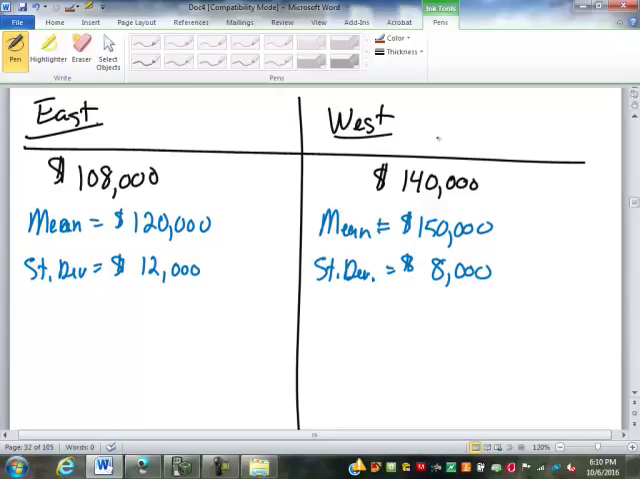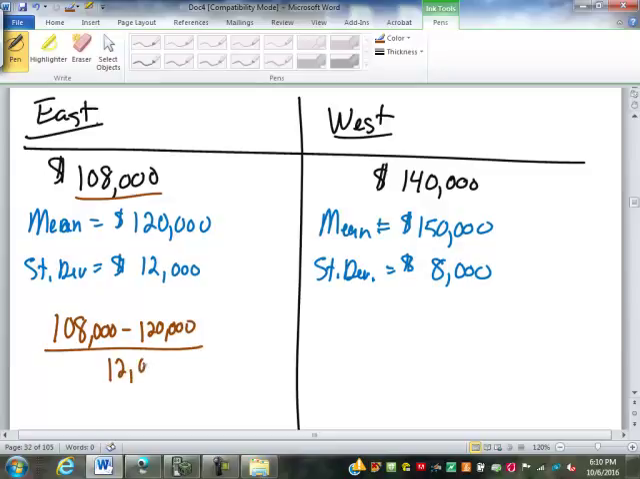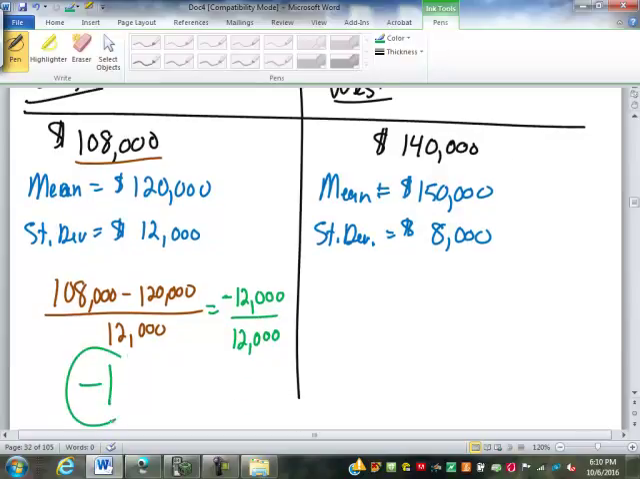So comparing this to within houses in each of their area, the one on the east side of town, we take its price, the 108,000, minus its mean of 120,000, and divide by its standard deviation of 12,000. Well, 108 minus 120 is a negative 12,000. Divided by the standard deviation of 12,000 will give us negative 1. The negative means we're below the mean. Negative 1 means 1 standard deviation below the mean.